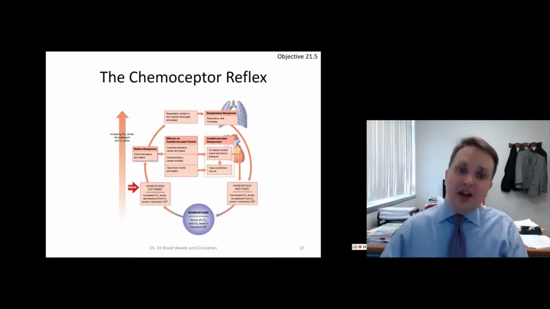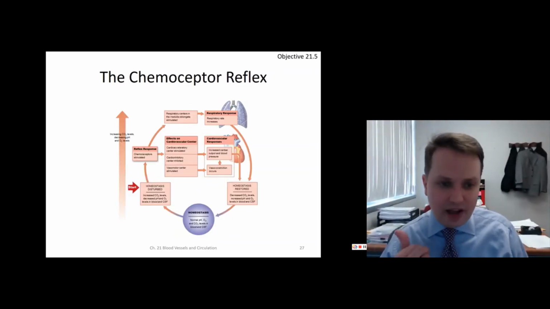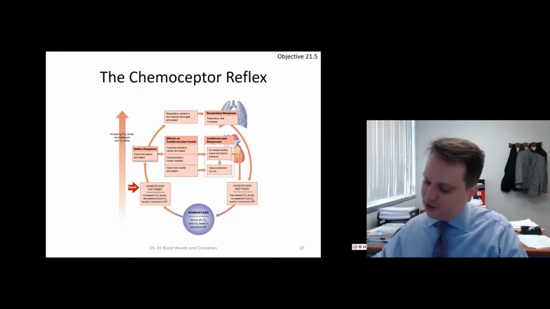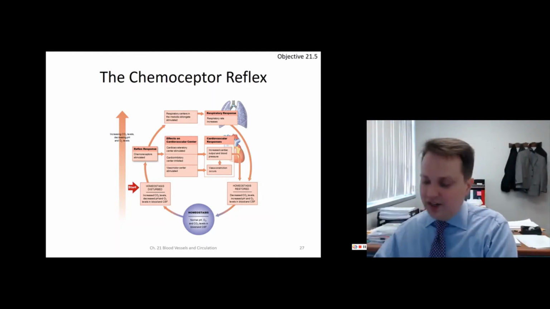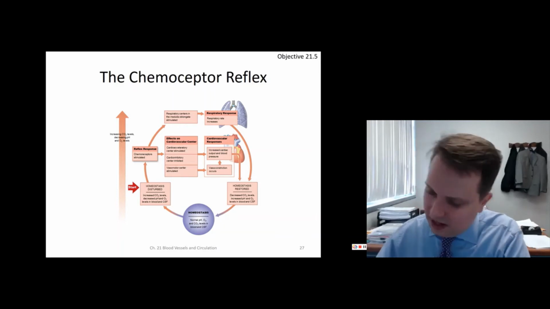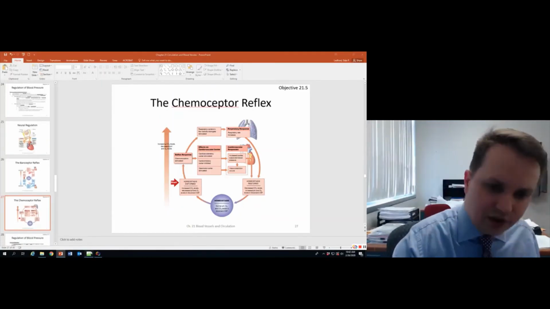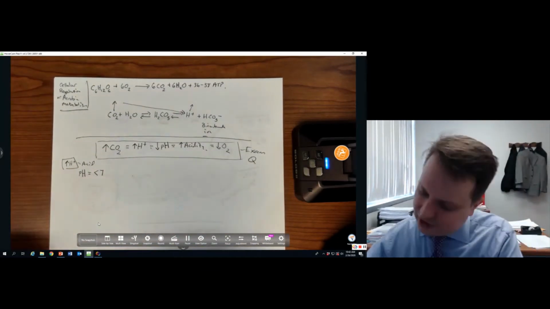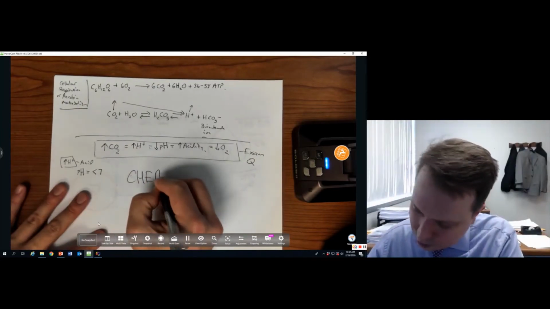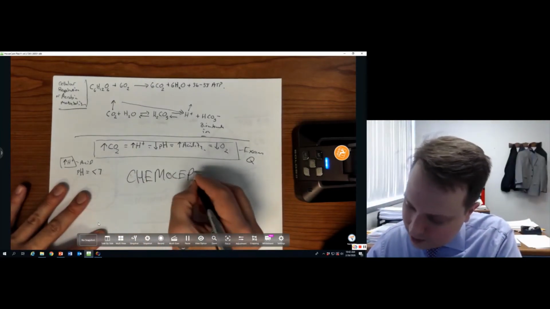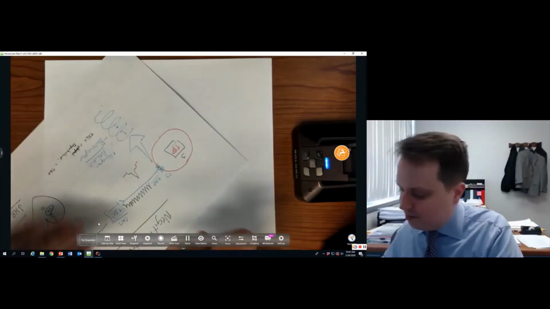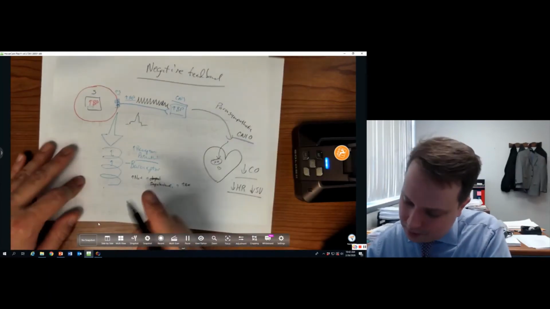Okay. Now, the chemoreceptor reflex is stimulated by increased CO2, decreasing pH, or the lowering of oxygen. Those are all the same thing. Again, if you understand what I was sketching here, this is all the same kind of thing. So if we understand this, then you understand chemically what's going on. And this is your chemoreceptor reflex. Okay? Chemoreceptor. This is baroreceptor.